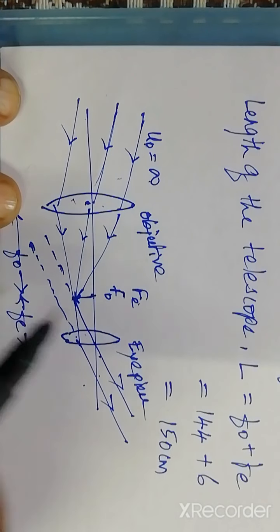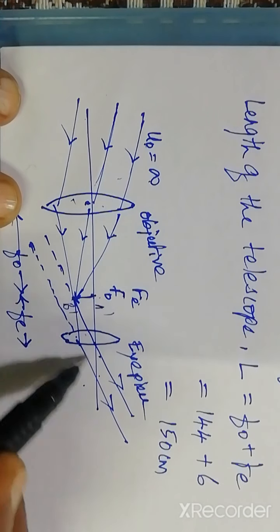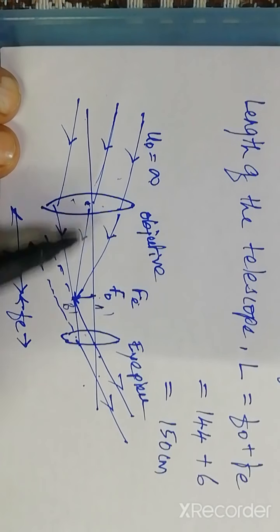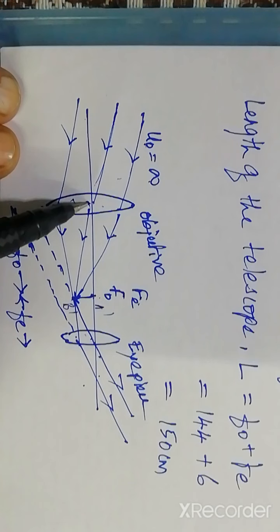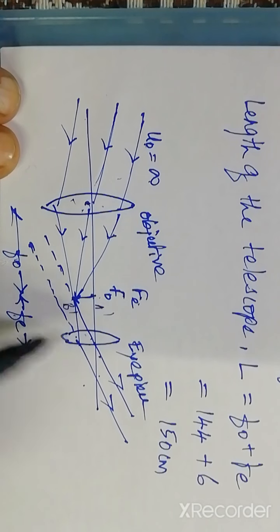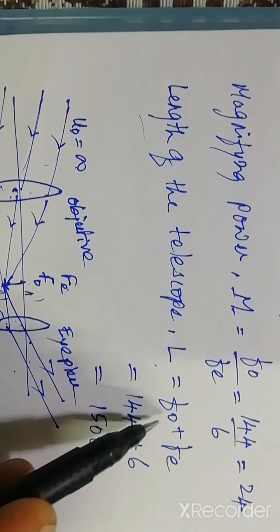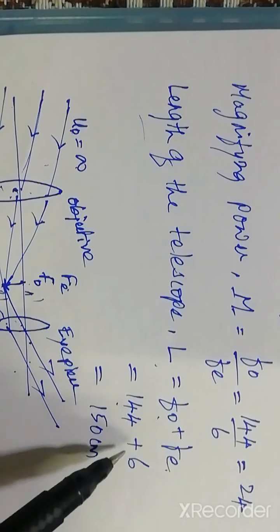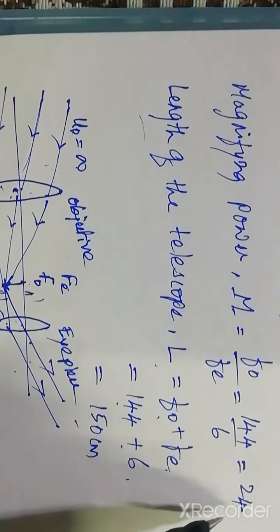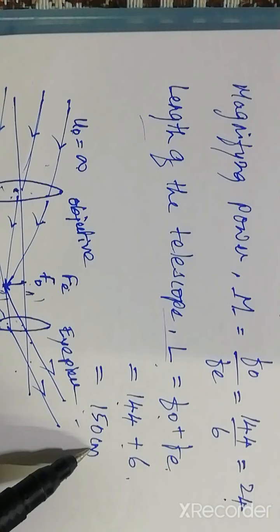So with object A'B' being at the principal focus of the eye lens, the final image will be at infinity. So the length of the telescope is the sum total of the focal length of the objective and the focal length of the eyepiece, that is FO plus FE. That's why the length of the telescope is FO plus FE, that is 144 plus 6, which equals 150 centimeter. Magnifying power is 24, whereas the length of the telescope is 150.